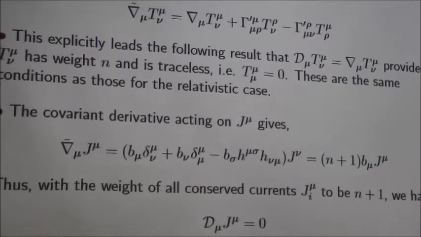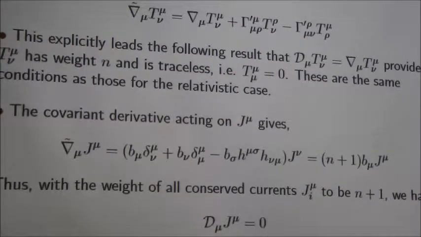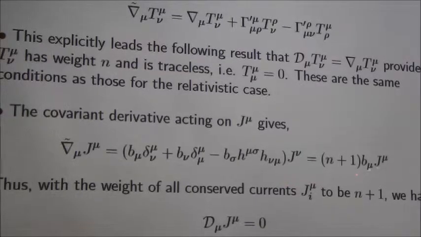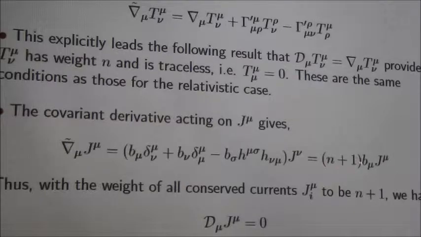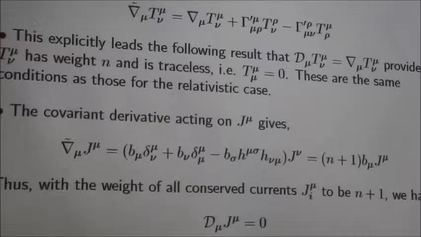So now I am considering how the covariant derivative is acting on J mu, and I found that grad mu J mu takes this form. If d mu J mu has to be 0, then J mu will have a conformal weight of n plus 1 in my formalism. So then I am reproducing the original continuity equation in a conformal language.